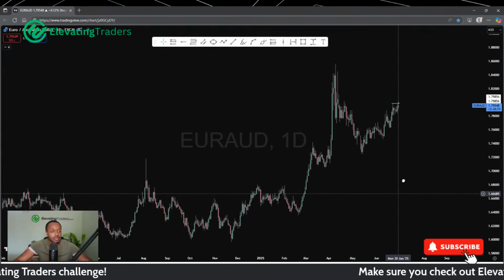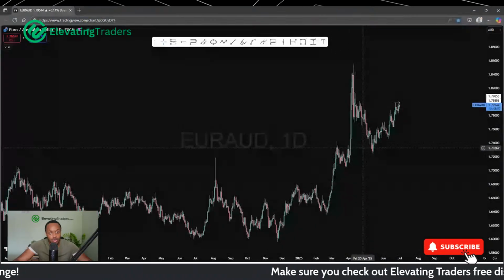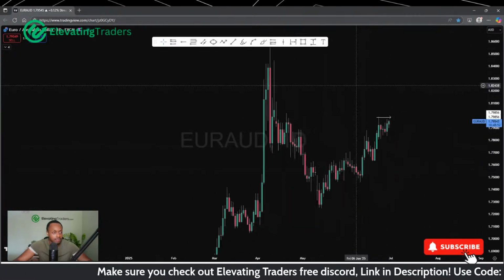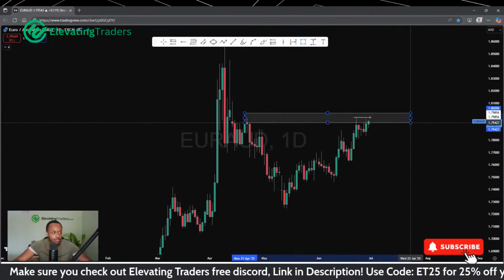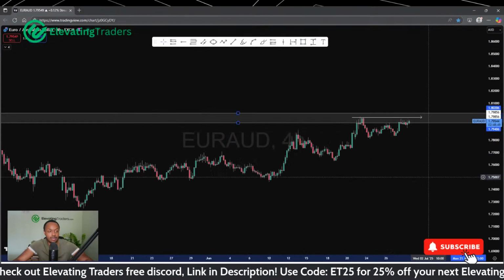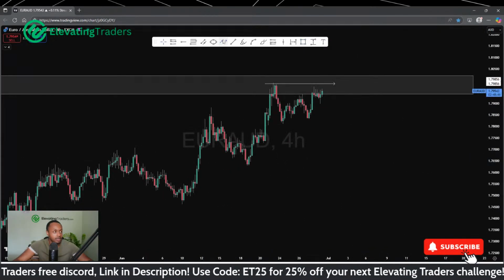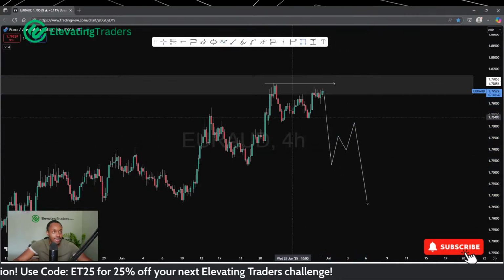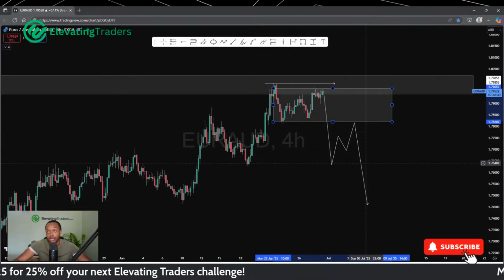So with Euro Aussie, the overall trend is up. I do think we are running out of steam. You can see how corrected price is. I do think we can see a bit of a sell-off. Maybe price might stall here and then eventually turn around. If that's the case, then what I would want to see is a push lower and then look to capitalize on the lower high. Maybe a retest of this area might be a nice short.